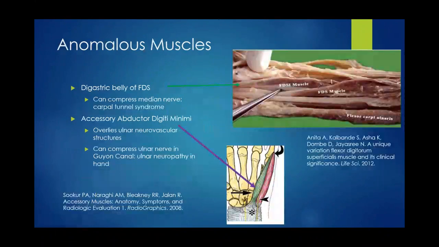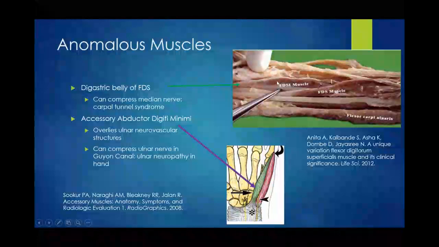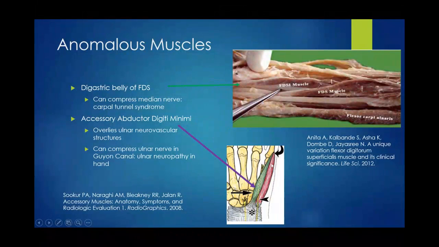Again, similar to the dorsal side, on the volar side, you'll have some accessory muscles, most commonly the presence of a digastric belly of the FDS, so 2 muscle bellies, with a more distal one encroaching into the carpal tunnel, which could then lead to extra stuff crammed into the carpal tunnel, compressing the median nerve and giving the patient carpal tunnel symptoms. As we mentioned before, you can have an accessory abductor digiti minimi, which would overlie Guyon's canal, potentially compressing the ulnar nerve and giving you an ulnar neuropathy.